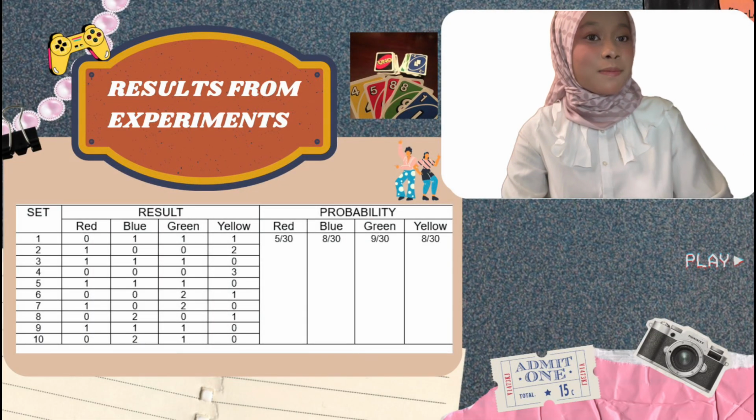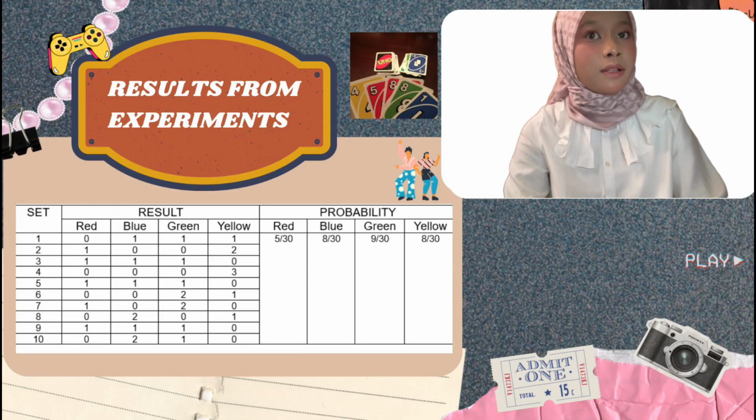This is our experiment result. The first trial, we get blue, green and yellow. The second trial, we get red and 2 yellow. The third trial, we got 1 red, 1 blue and 1 green. The fourth trial, we got 3 yellow.